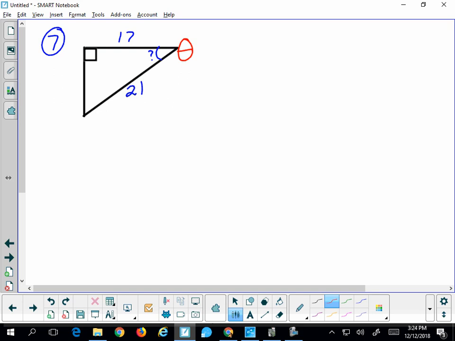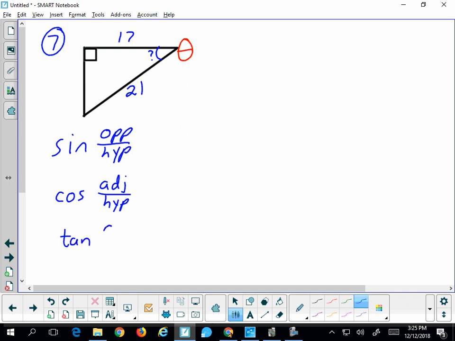So anytime we're trying to relate the side lengths of a right triangle to an angle measure, that implies that we need to use the trig functions, sine, cosine, or tangent. So as just a reminder, I'm going to write our trig functions up here. Sine is opposite over hypotenuse. Cosine is the adjacent over hypotenuse. And tangent is the opposite over the adjacent.